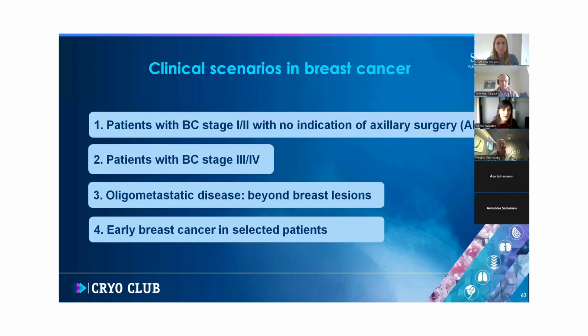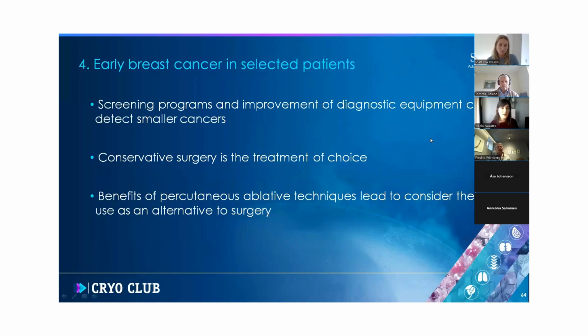Okay, now, lastly, we're going to see early breast cancer in selected patients. So as you know, thanks to screening programs and better equipment, now we can detect really small breast cancers. In those cases, conservative surgery is indicated, but nowadays, percutaneous techniques such as cryoablation are beginning to be considered as an alternative.